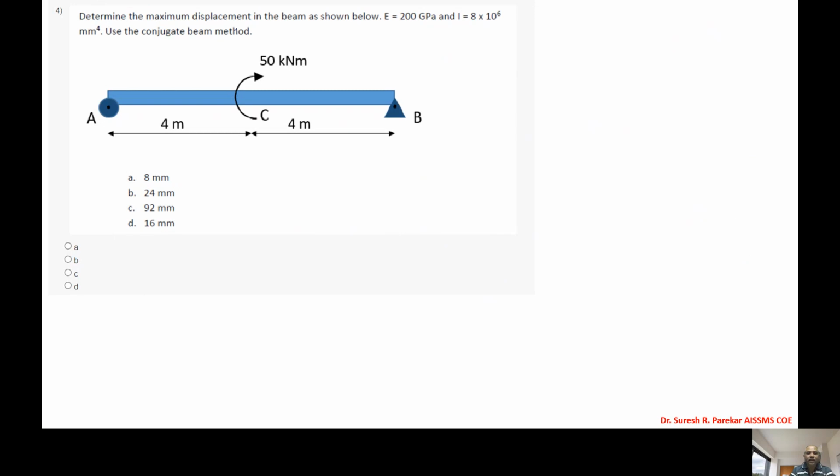We have next: determine the maximum displacement in the beam as shown below. So now where will we have maximum deflection? Maximum deflection we will have at slope equal to 0. Deflection at slope equal to 0.